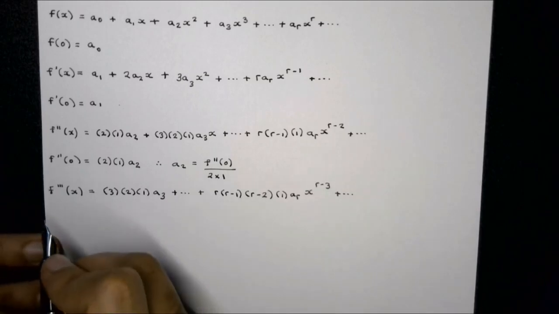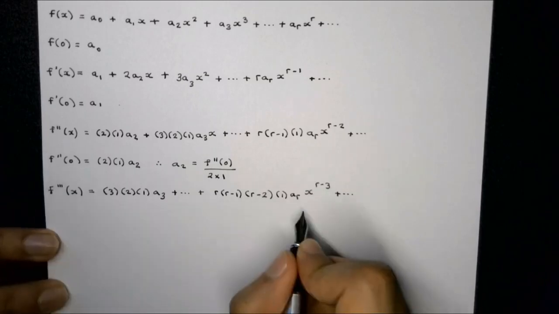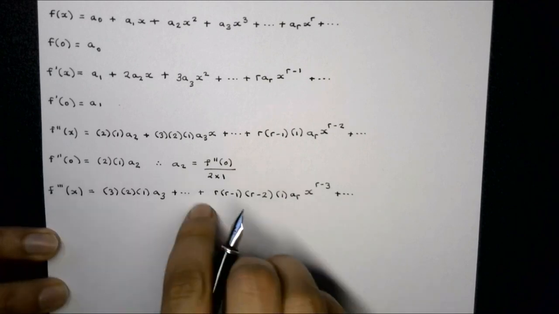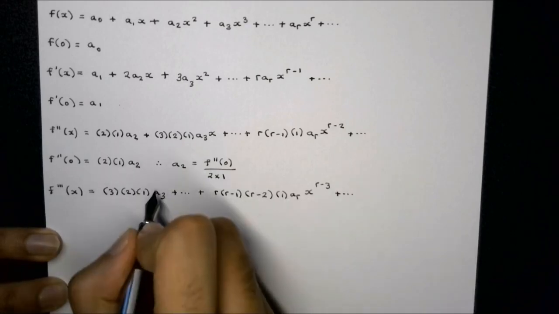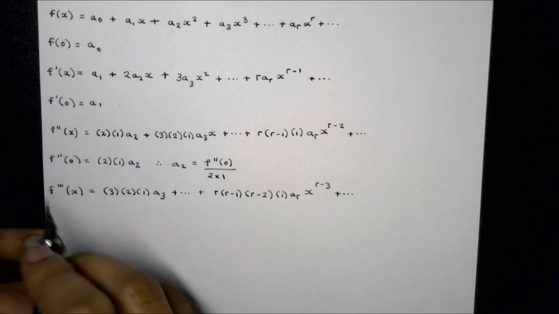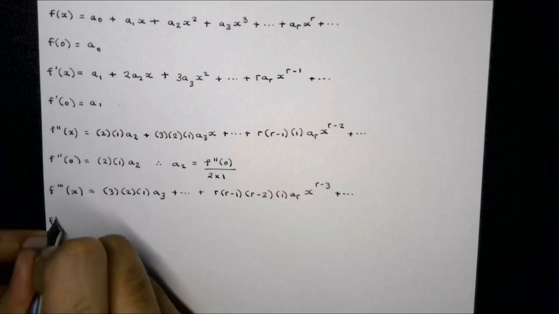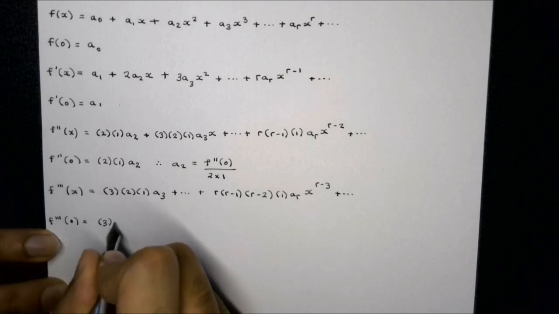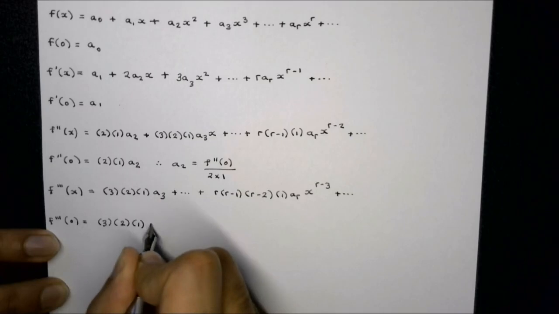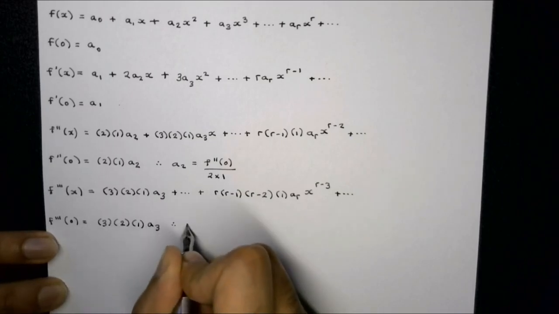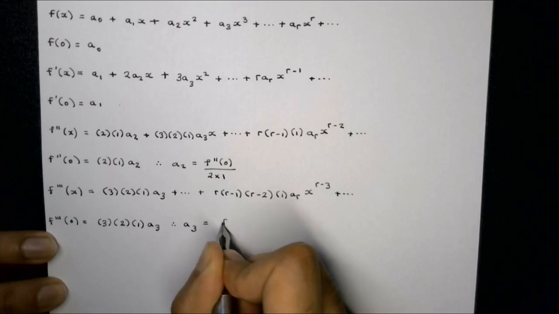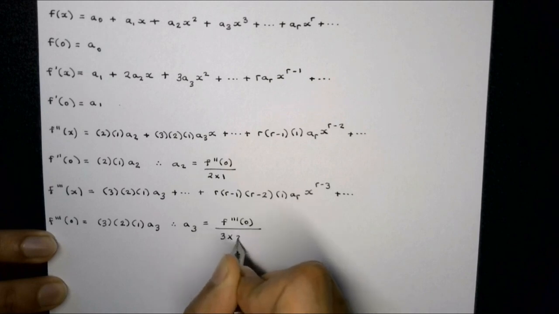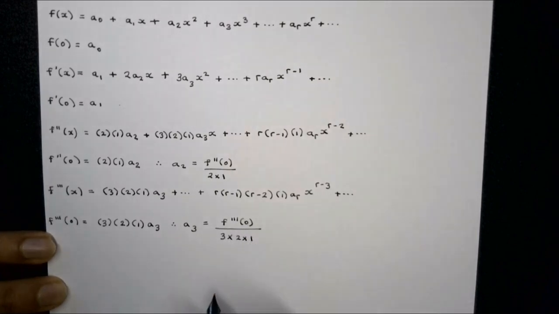And again, if we set x equal to 0, terms here will disappear. We'll just be left with terms involving the a3. So f triple dash of 0, that's equal to 3 times 2 times 1 times a3. In conclusion, a3 is equal to f triple dash at x equals 0 divided by 3 times 2 times 1.